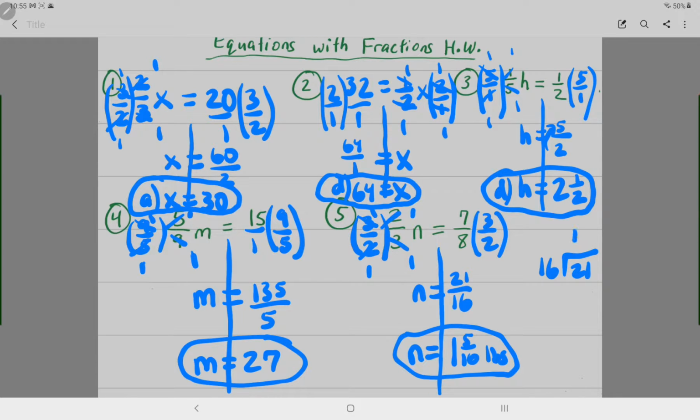16 goes into 21 one time. 1 times 16 is 16. And we have 5 left over. So again, 1 whole number at the top. 5 is our numerator. 16 our denominator. And that's how we get 1 and 5 over 16.